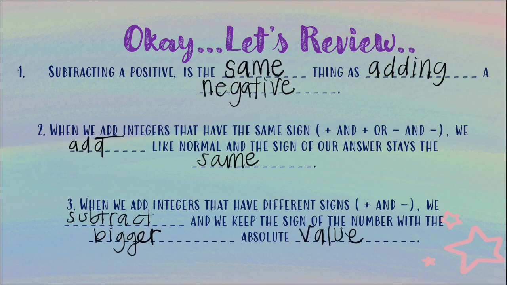Welcome back, my friends. Going through this, remember that subtracting a positive is the same thing as adding a negative. When we add integers that have the same sign, meaning I'm adding two positives or two negatives, we add like normal, and the sign of our answer stays the same. And when we add integers that have different signs, meaning I'm adding a positive plus a negative, we subtract, and then we're going to keep the sign of the number with the bigger absolute value. Those addition rules are going to come in handy today.